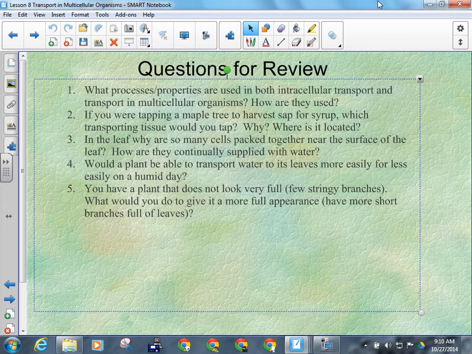All right. You have a plant that does not look very full, so it only has a few stringy branches here or there. Okay, what would you do to give it a more full appearance? Right. Okay, prune it. Trim it back to where all the buds are, and that will allow those buds to grow from further back, and you'll get more branches, giving it a more full appearance. If you want something to get tall, then you don't want to do that. If you want it to be tall and skinny, don't trim it. If you want it to look shorter and fuller, trim it. Okay, questions on any of those? All right, perfect.